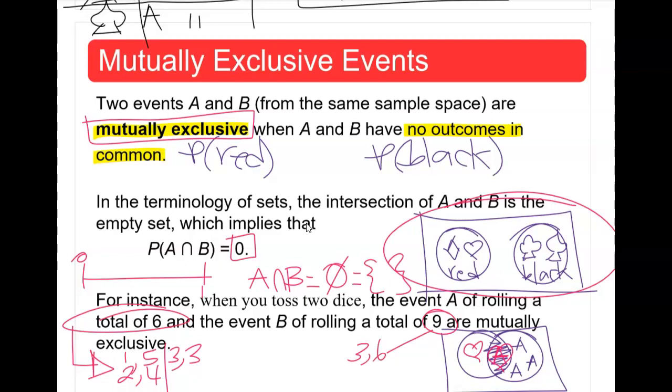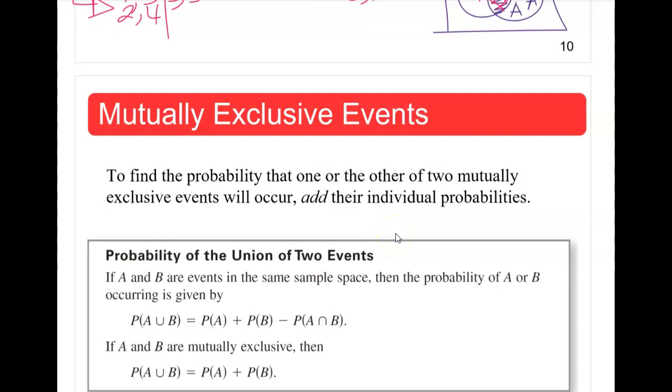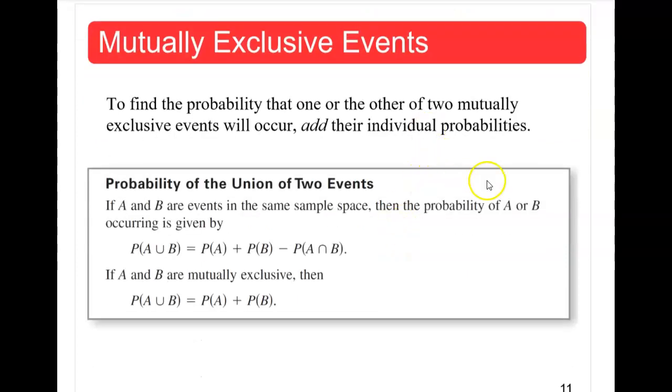And the event of rolling a 9 will only be obtaining a 3 and a 6, yes, that will be the only one, or obtaining a 6 and a 3 if you care about the order of the first and second dice. So those are mutually exclusive. You can see that they have no outcomes in common, just like drawing a red card and a black card from a standard deck of cards. So going to the next slide, we have mutually exclusive events.